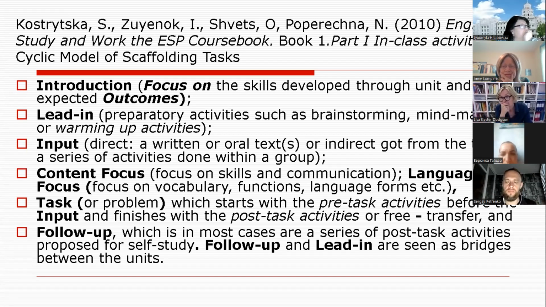And here is the model which we used when designing our course book, English for Study and Work, which firstly consisted of book one, part one class activities, self-study resources, and grammar review and practice. But after piloting the first version, I told you that we always try to listen to our students. And nowadays, it is a course book which consists of four books, each one corresponding to a separate module. And with the help of our students, we redesigned it a little bit.